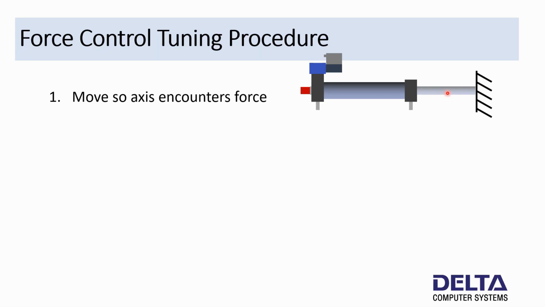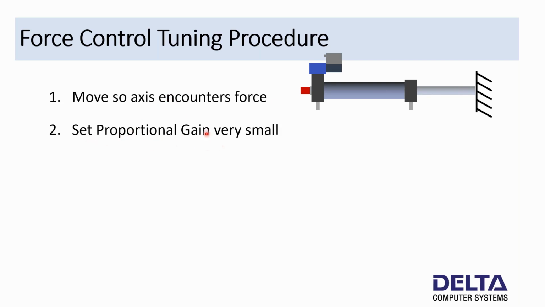If we try to enter force when the cylinder is just in open air, what's going to happen is it's going to try to make some force, but it's not going to get a force till it encounters something. So it will probably accelerate at a high rate and go slamming into something and cause all kinds of problems. So you always want to encounter the force before you enter force control.